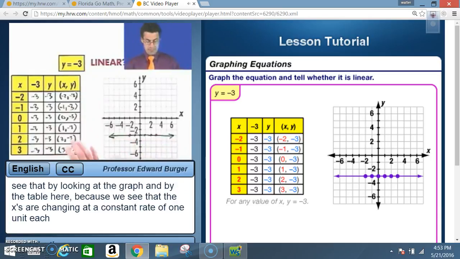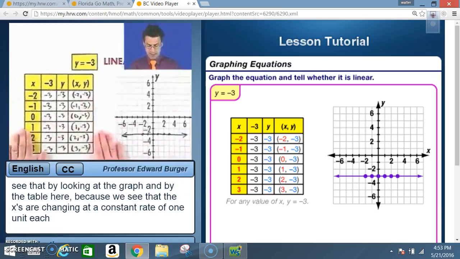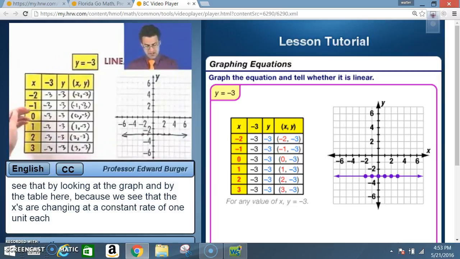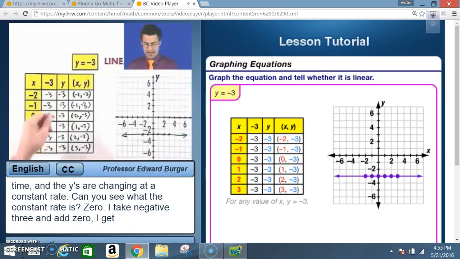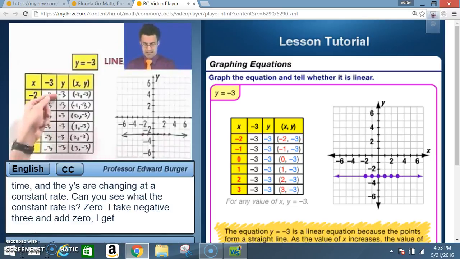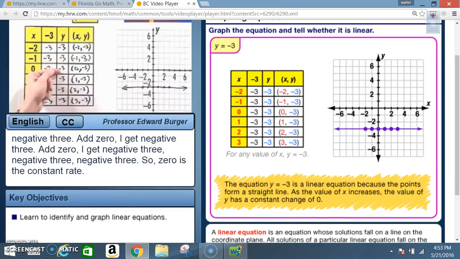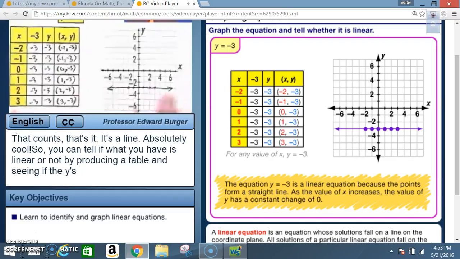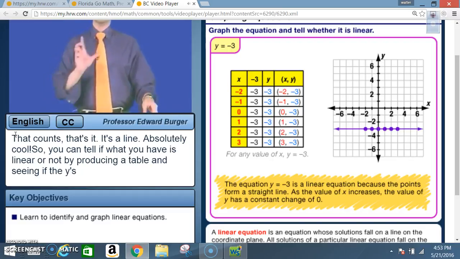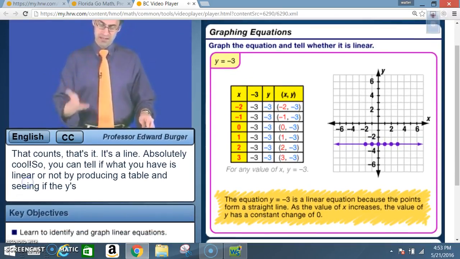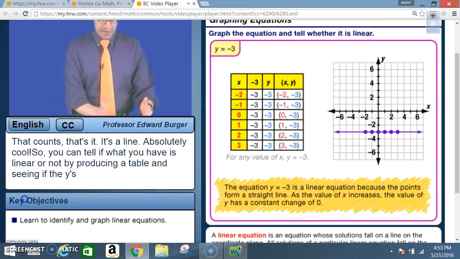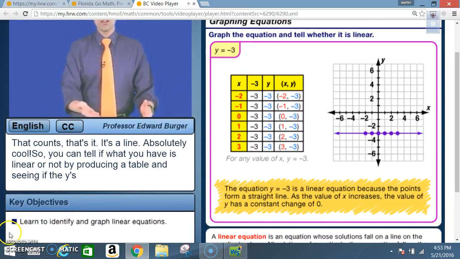And again, you can see that by looking at the table here, because the x's are changing at a constant rate of 1 unit each time, and the y's are changing at a constant rate. Can you see what the constant rate is? 0. I take negative 3 and add 0, I get negative 3. Add 0, I get negative 3. So 0 is the constant rate. That counts. It's a line. Absolutely cool. So you can actually tell whether you've got something that's linear or not by producing a table, seeing if the y's are changing at a constant rate.